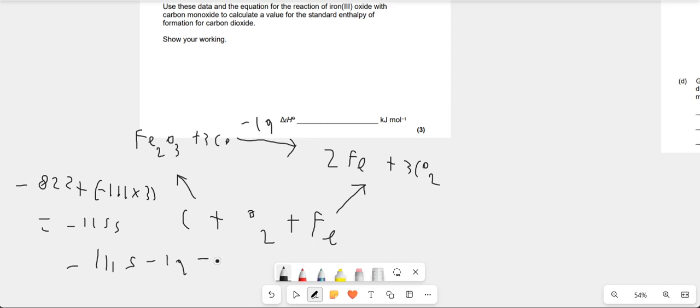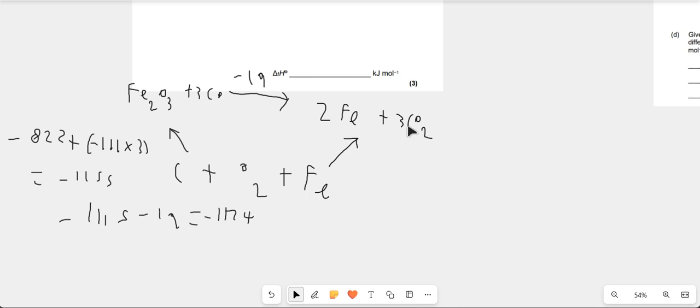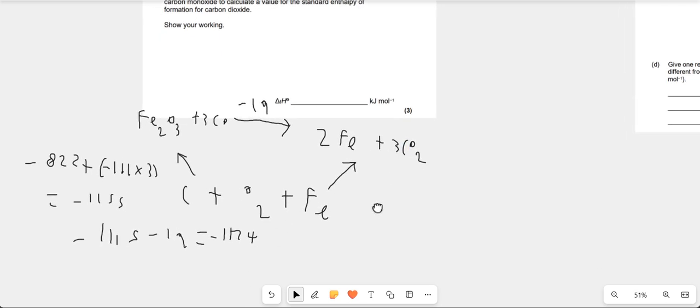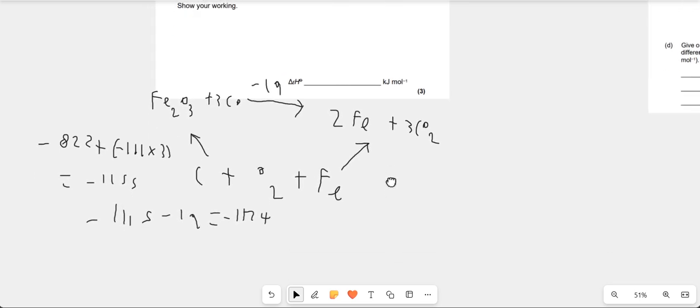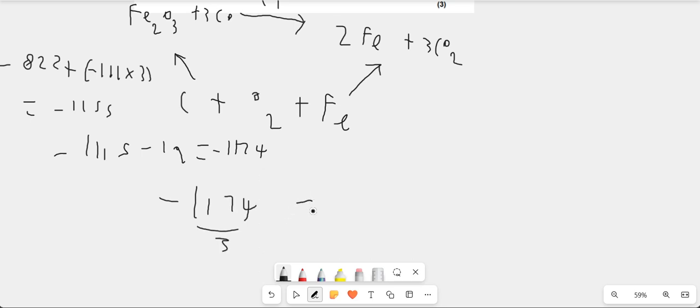So that's going to give me a total of minus 1174, yeah? And then how many COs do I have? I've got 3 COs, yeah. So that's how much energy it requires to make 3 COs. I need it for each one, right? Because I'm trying to find the standard enthalpy of combustion formation of just carbon dioxide. So I just need to divide this value, minus 1174, by 3 to find how much for one. That's going to give me minus 391.3, which is basically minus 391.